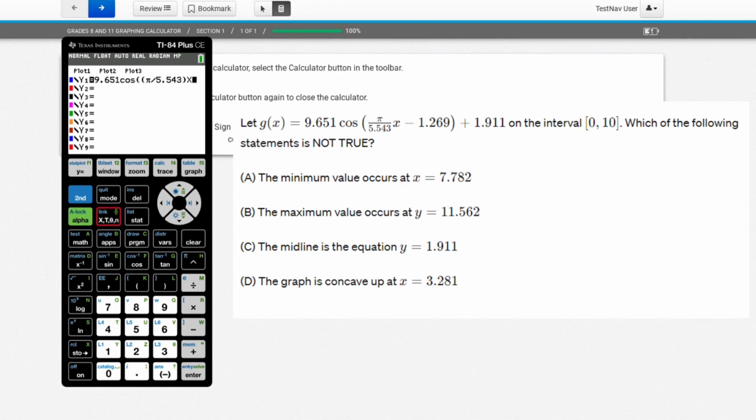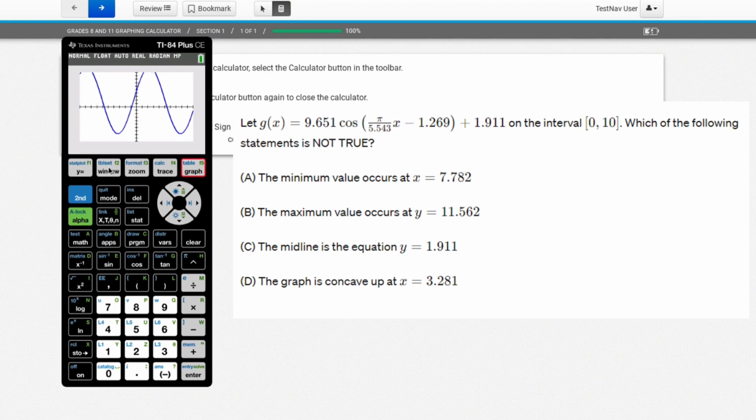Now I need to subtract 1.269, so minus 1.269. I'm going to close that parenthesis, and I'm going to add 1.911. Let's hit graph and see what we get. All right, so we have a peak just outside.